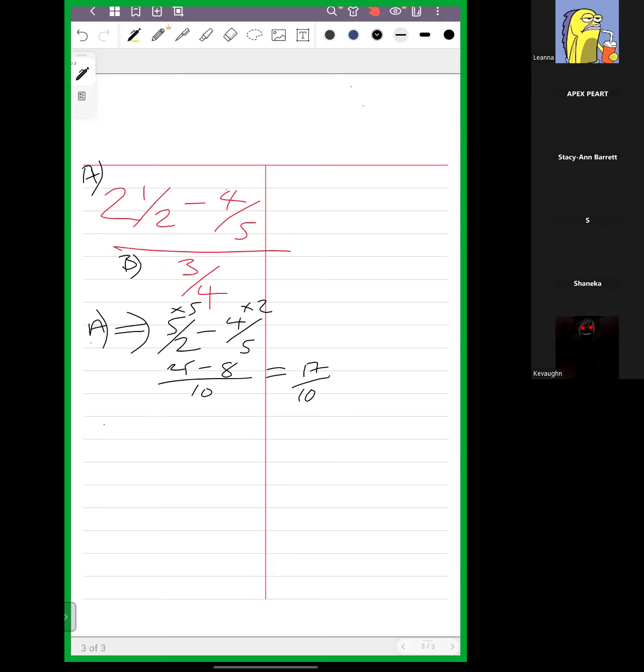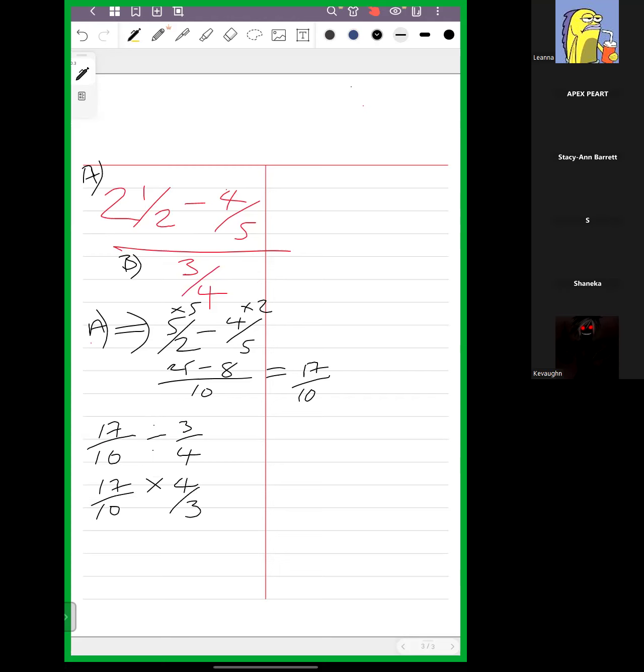So then we can just proceed to take that 17 over 10, which was the answer that we had for the top. The line that we see right there, underneath the 2.5 and the 4 over 5, is called a fraction bar. And that fraction bar means division. So they're asking us to take the 17 over 10, which is the solution for the top part of the fraction problem, and divide it by 3 over 4. And we just came off division. So we take the 17 over 10, change the division sign to multiplication, and flip the 3 over 4 to be 4 over 3.